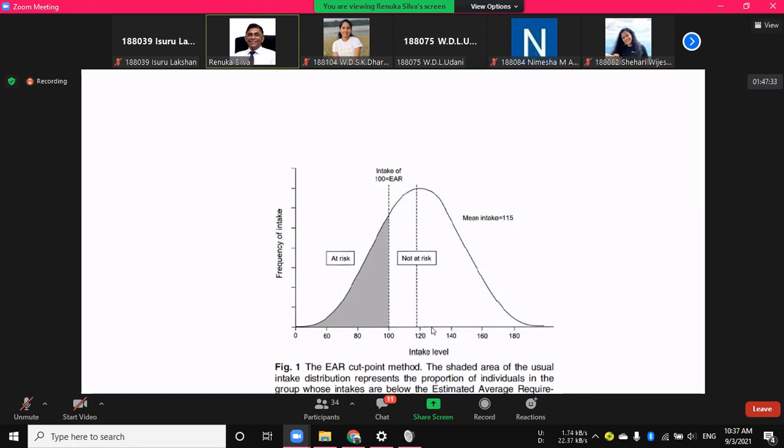120, what is 120? It is the reference EAR. No. Reference EAR is 100, I said. This is the population mean. This is this population's mean. This is EAR.